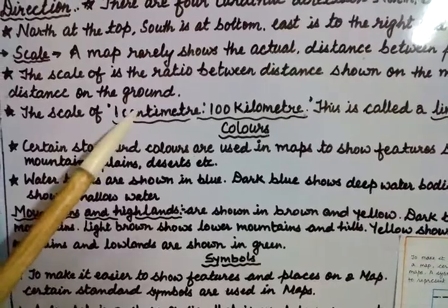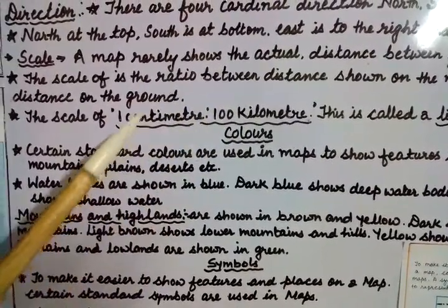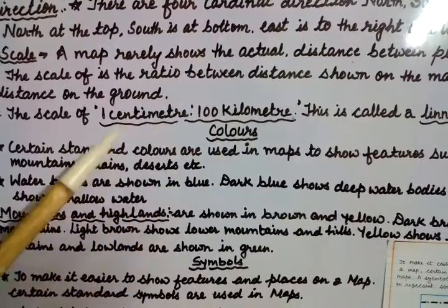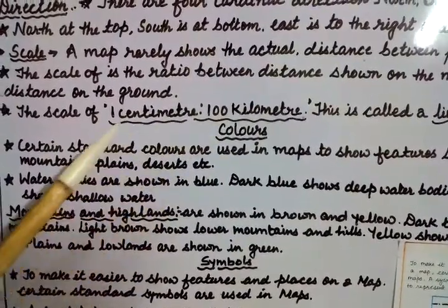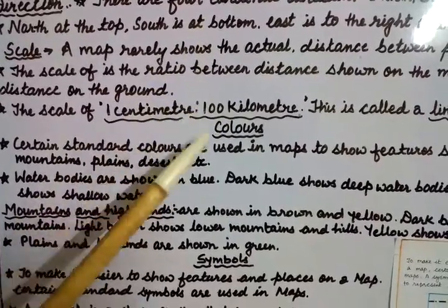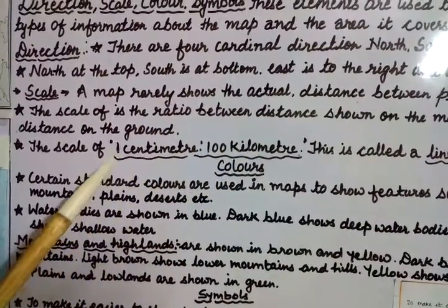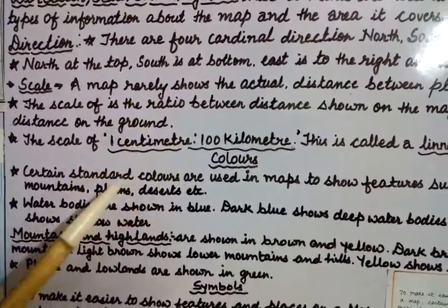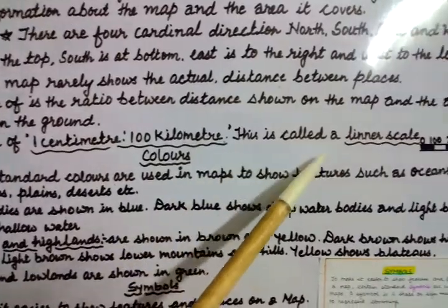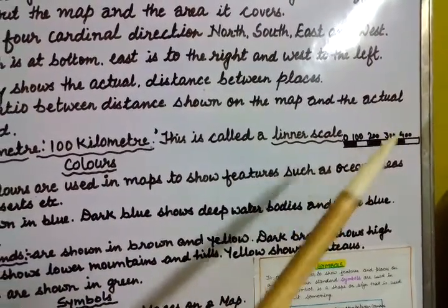Suppose the distance between Dehradun and Roorkee is 100 kilometers. We cannot draw a map of 100 kilometers, so we show this distance like this: 1 centimeter. 1 centimeter is equal to 100 kilometers. Suppose a city is 200 kilometers far away, so we'll mention 2 centimeters here. And this is called a linear scale. You can see it here also.